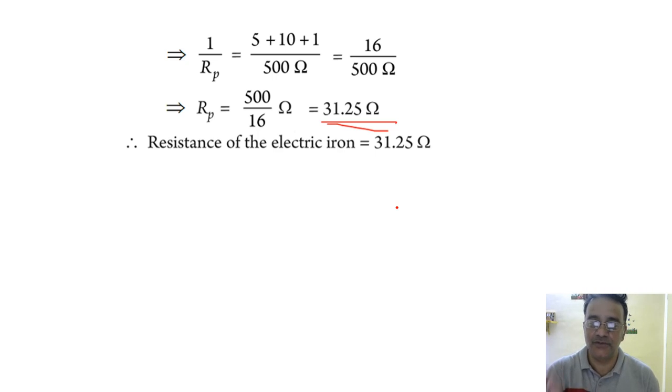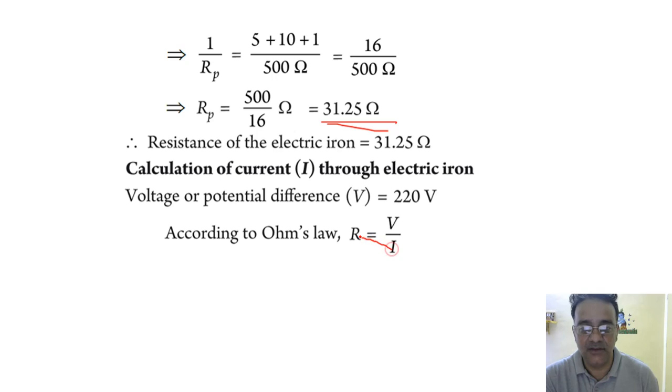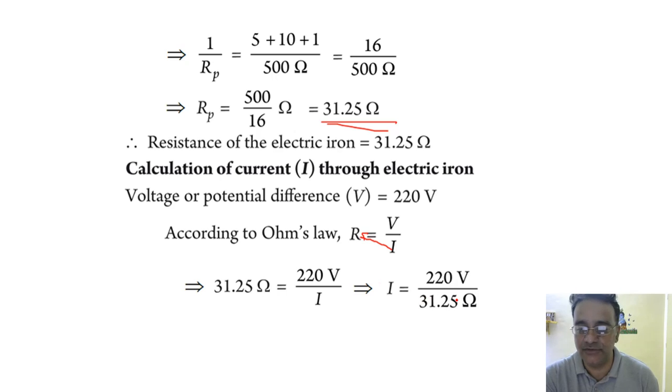Okay, now calculation of current through the electric iron. V is equal to 220 volt, which is given. We got Rp also, and we have to calculate I. So we are using Ohm's law. We can directly use the formula I is equal to V by R, and R is equal to V by I; we will interchange these later. So 220 upon 31.25. So approximately we are getting 7.04 ampere.